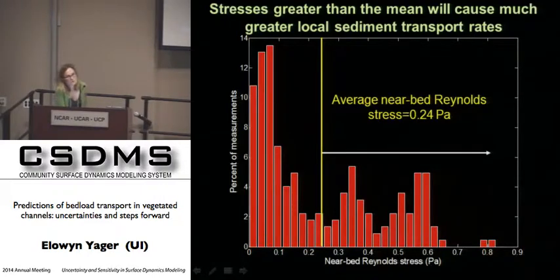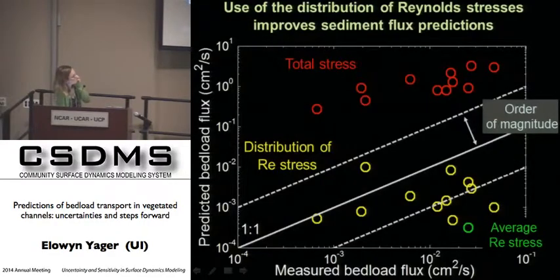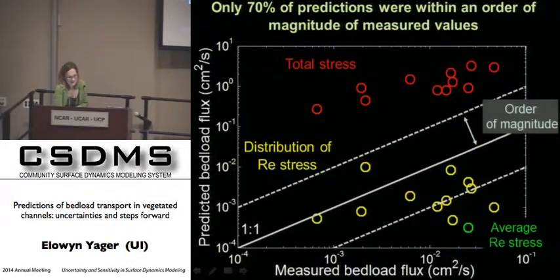What we need to do is put in a distribution of Reynolds stresses, calculate sediment transport rate for each of those Reynolds stresses, and then calculate a mean. So what happens now if we do that? The yellow are what we get if we use a distribution of Reynolds stresses. Now we're getting within that envelope of an order of magnitude of the measured values, so we're improving predictions because we are including that distribution, but we're still only getting 70% of the predictions within an order of magnitude. So we're not doing the best job we possibly could, and again, my scale for success is still pretty low, an order of magnitude.